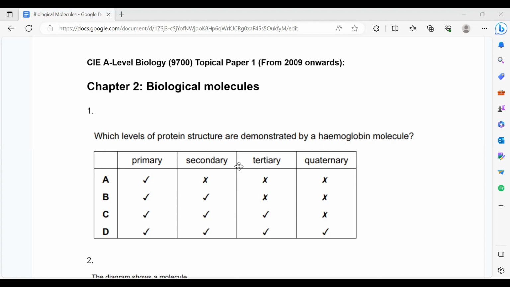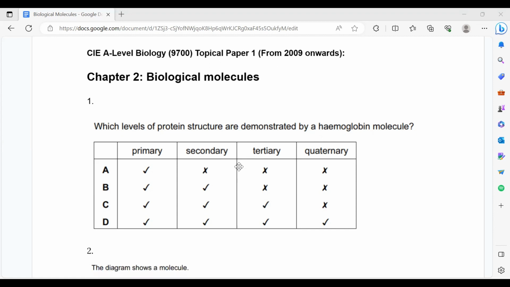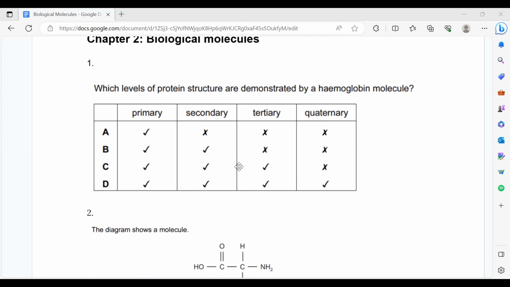I've skipped chapter 1 for now because it involves a lot of questions that require measuring pictures and specimens, and it is not quite possible to get the exact measurement through the screen and the PDF version of the past paper. That is why I'm doing biological molecules for now. So let's move on and get started.